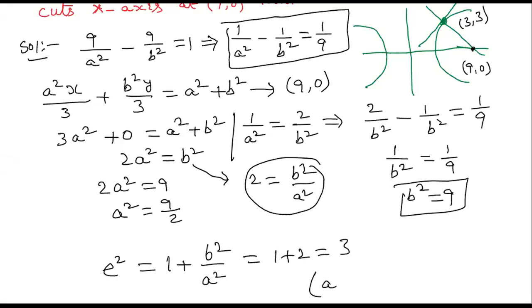Finally, what are they asking? A square comma e square. A square value is how much? 9 by 2. E square value 3. This is the answer. So by using two relations, we got a square and e square value. I think students, all of you understood now.